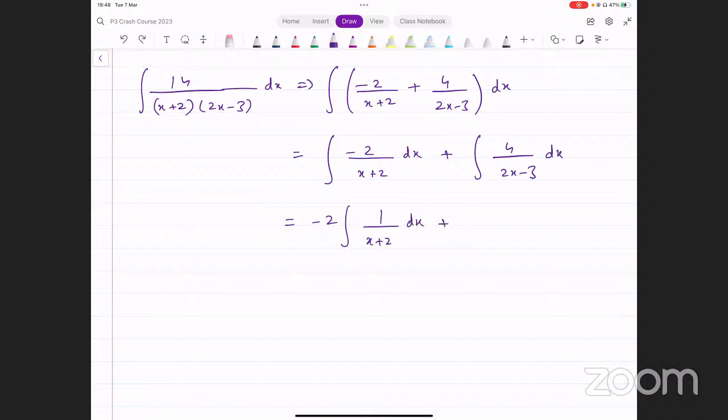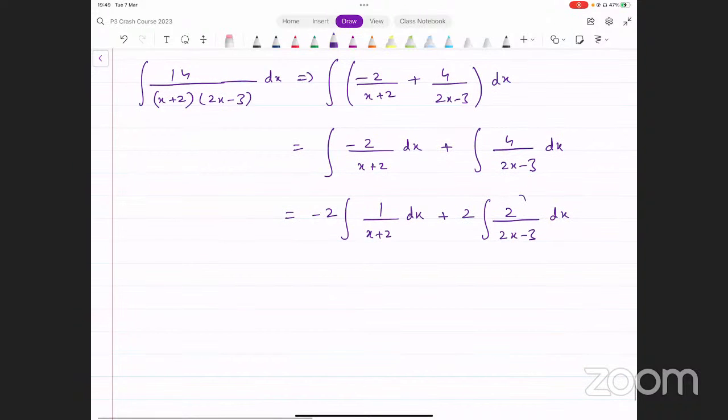What about the second one? 2x minus 3 has a derivative that is 2. So we want 2 in the numerator. What we can do is take 2 common from 4, and we have 2 left inside. In the denominator, we would have 2x minus 3. And now this is also the log form. So what's the integral then? The first one becomes minus 2 into ln of x plus 2, plus 2 into ln of 2x minus 3 plus c, and that is the integral of this expression.